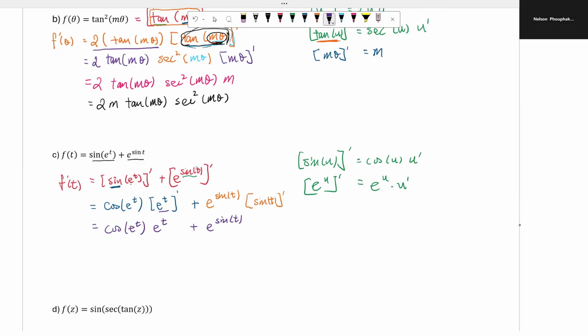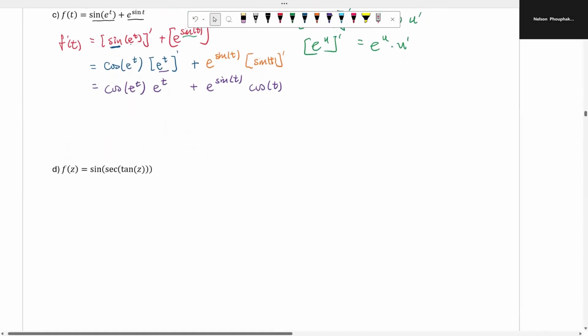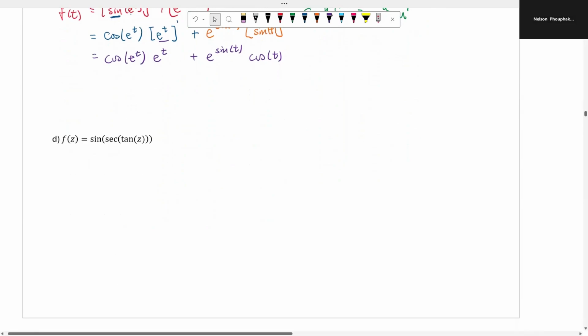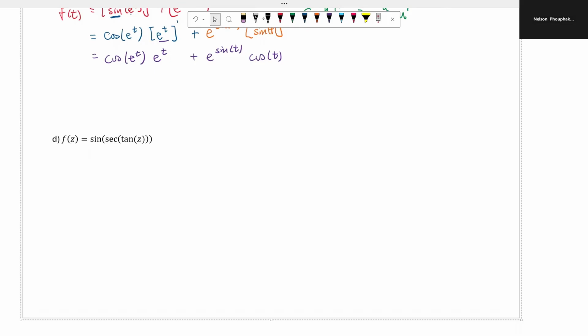And the derivative of sine of t is cosine of t. Okay, that's it. Now, let's see how we work out the last problem, which is D. First of all, you will consider that this is just like sine of u.